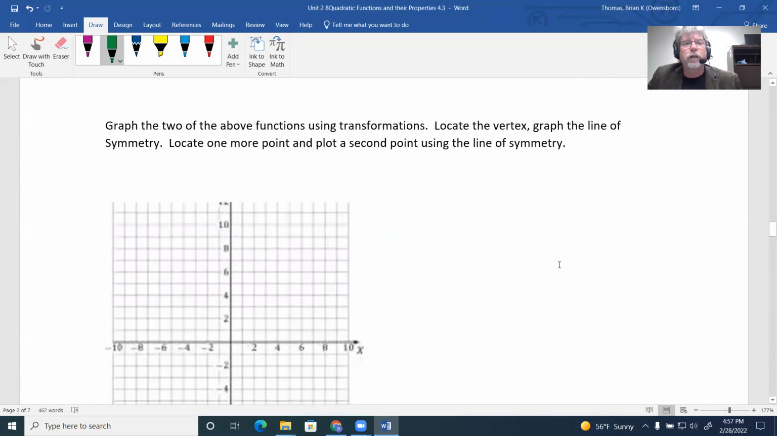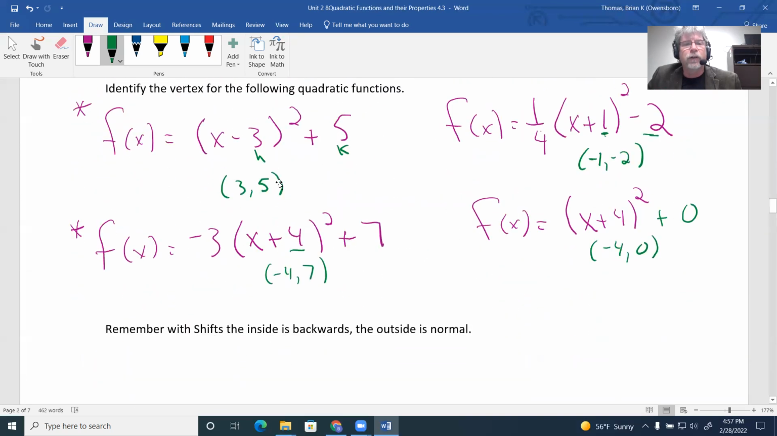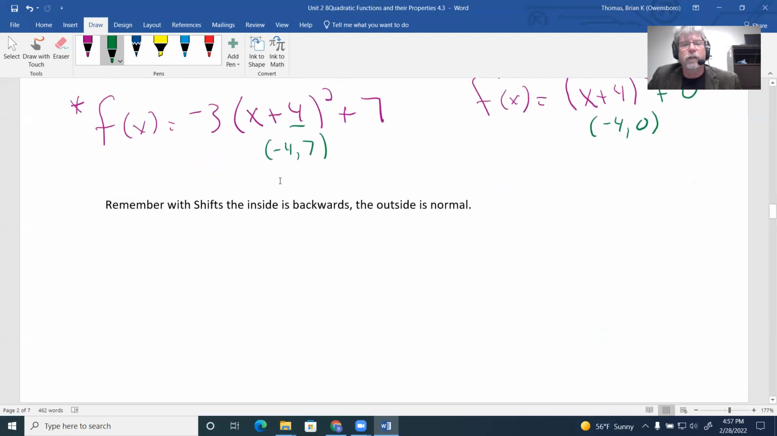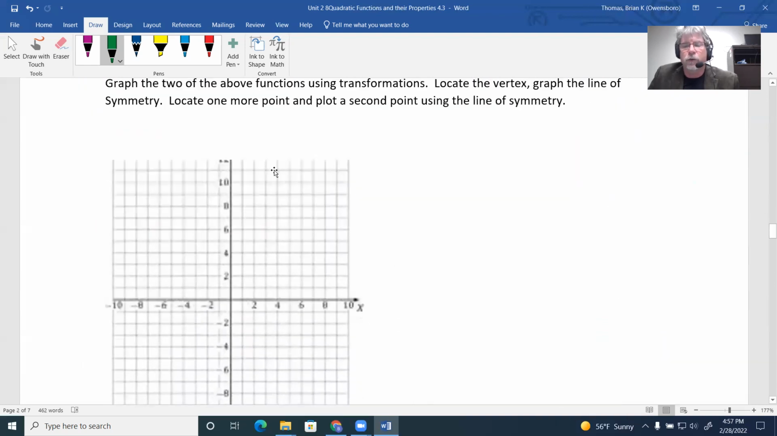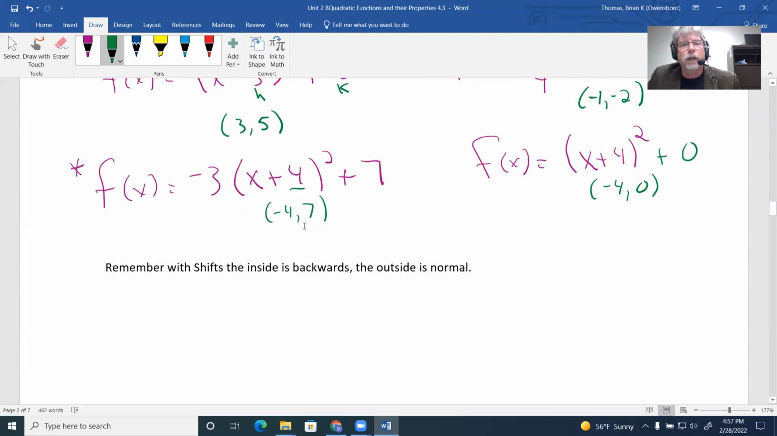So let's graph the two above functions using transformations. The ones with asterisks, we want to graph those. So let's graph first off x minus 3 squared plus 5. So let's start with that one. f of x equals x minus 3 squared plus 5. Let me double check, make sure I got that right. Yep, that looks good.